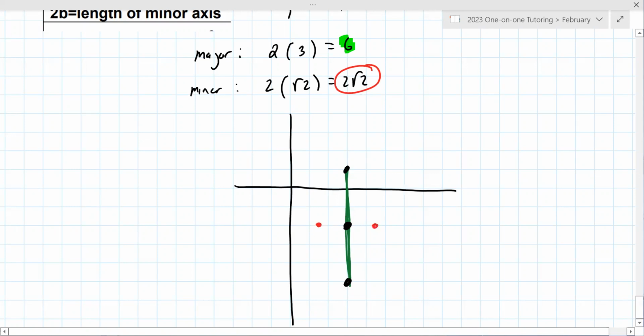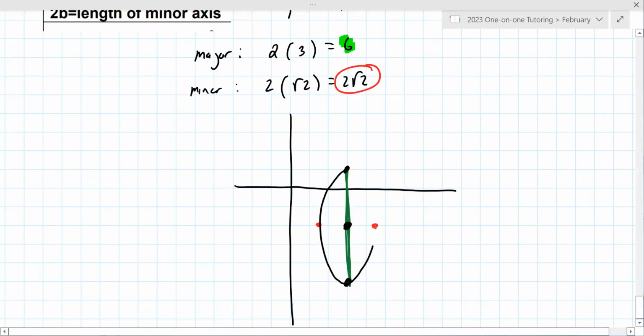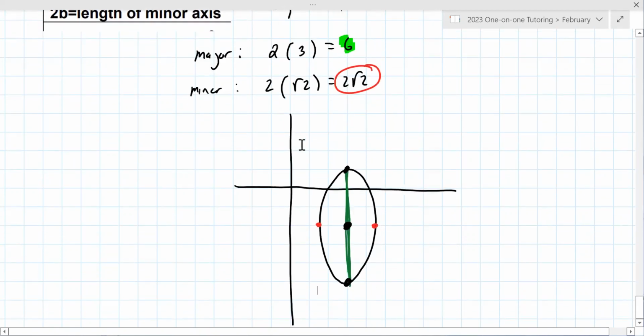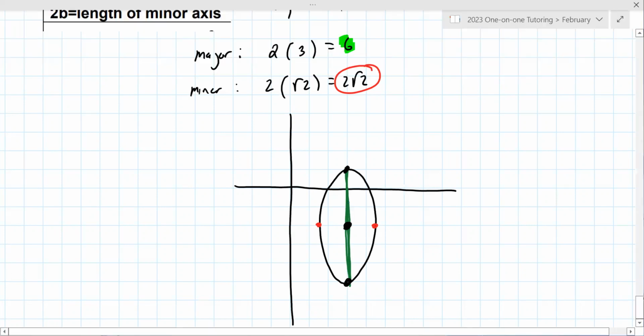So what some students do is they draw these other ones. And these are the places that the graph touches. So it's kind of this football shape. So you actually don't need some of this other stuff. Now the foci are inside there. We're going to put them here and here. These are the foci.